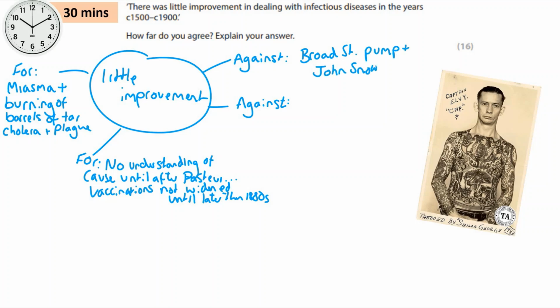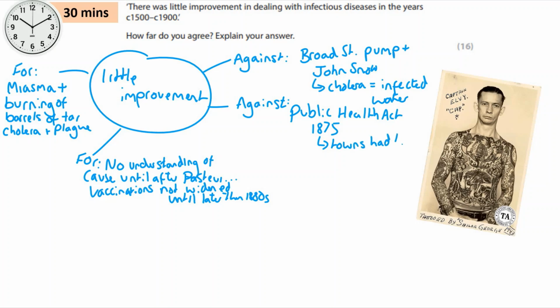Now, what could I talk about against? For this kind of question, I'm going to plan it out and get down some factual information. So I might talk about John Snow. Obviously, he found out that cholera was being spread via water after his experiments with the Broad Street pump. And I might also choose to talk about the Public Health Act.